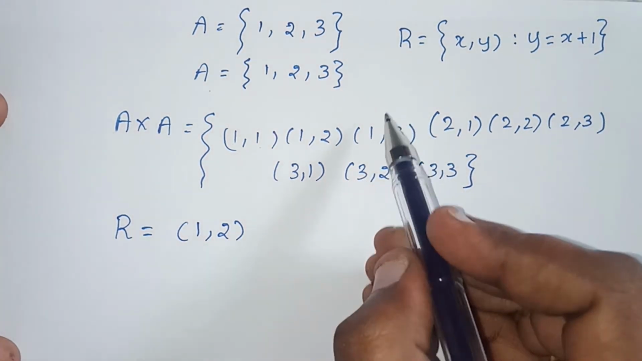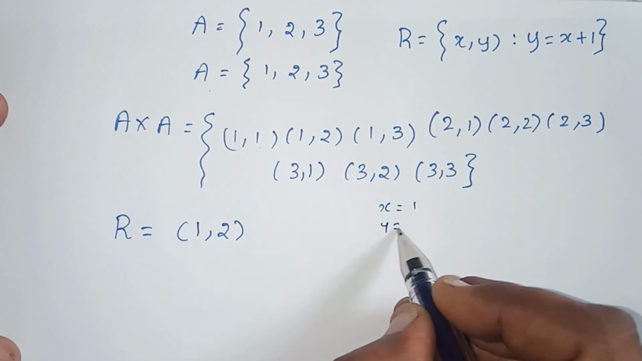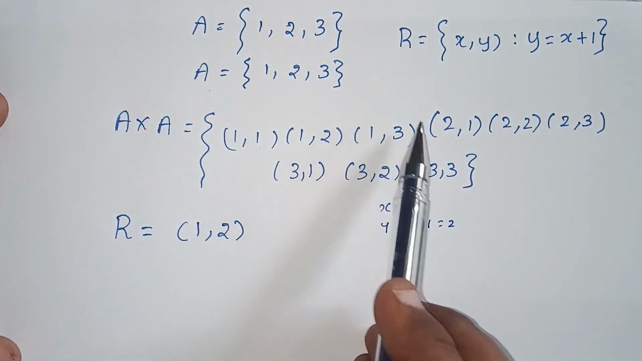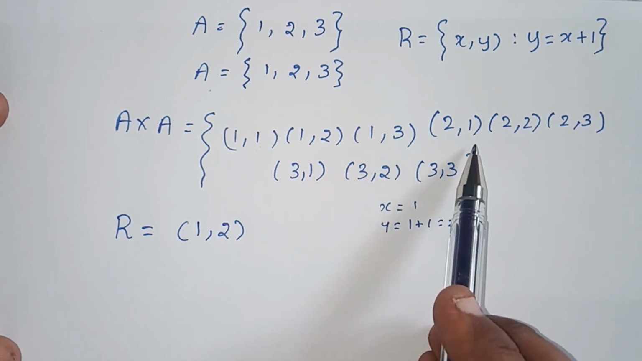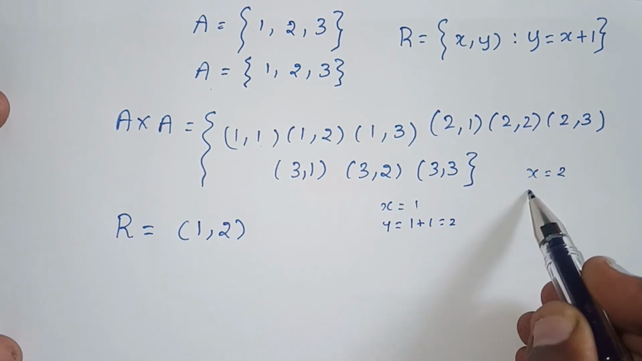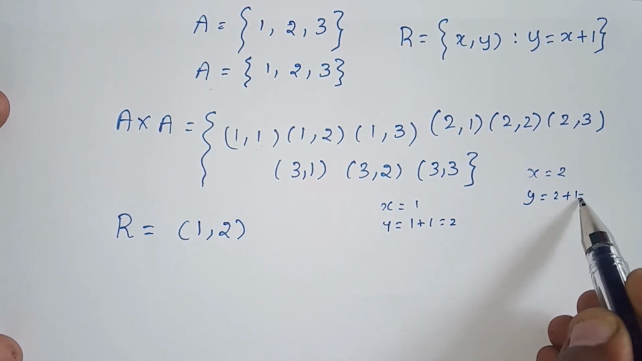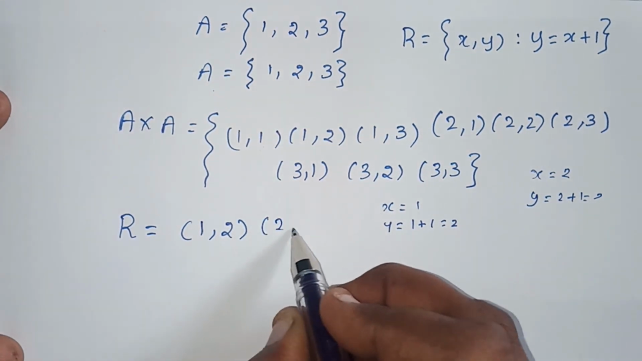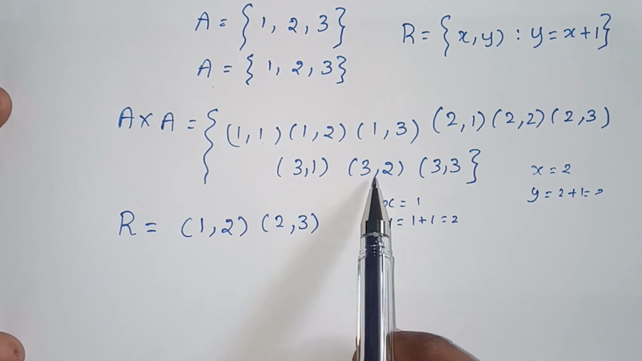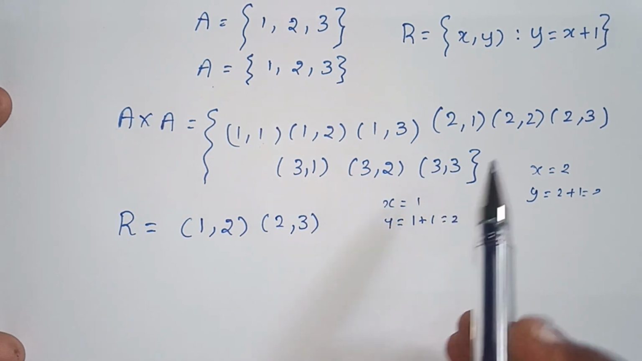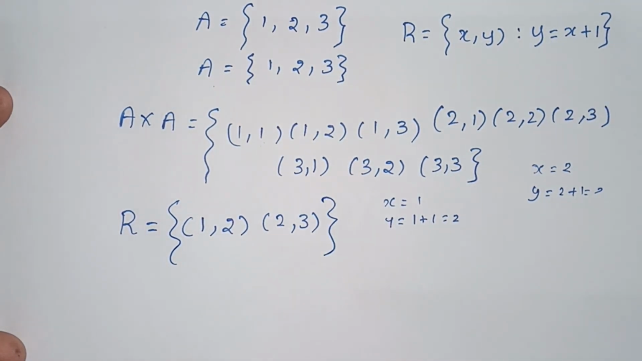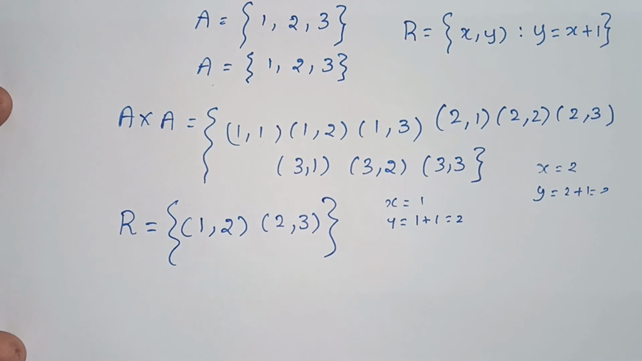Next 1 comma 3, X is equal to 1, Y should be 1 plus 1, that is 2, right? So it is 3. So it is not satisfied. 2 comma 1 not satisfied. 2 comma 2 not satisfied. 2 comma 3. X is equal to 2. Y is equal to 2 plus 1, that is 3. So 2 comma 3 is satisfied. So 2 comma 3 is a relation. 3 comma 1 not satisfied. 3 comma 2 not satisfied. 3 comma 3 also not satisfied. So this is the relation set that satisfied the condition Y equal to X plus 1.